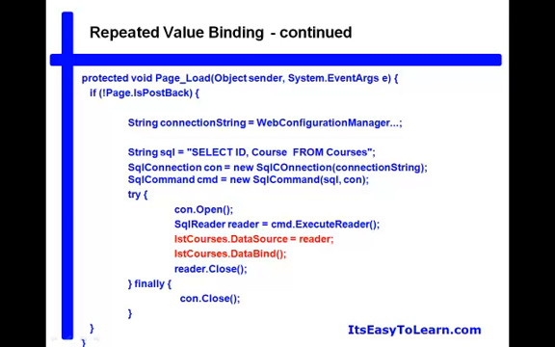We execute the command and we get back a SQL reader. Now this SQL reader can become the data source for the list box. We specify lstCourses.DataSource equal to reader and we call lstCourses.DataBind. Now when the page is loaded, this particular code gets executed, the connection is made to the database, the command is executed, and the ID and the course are fetched from the courses table and attached to the control. So on the page we see the list box pre-filled with the courses.